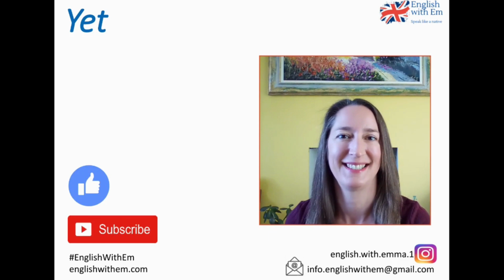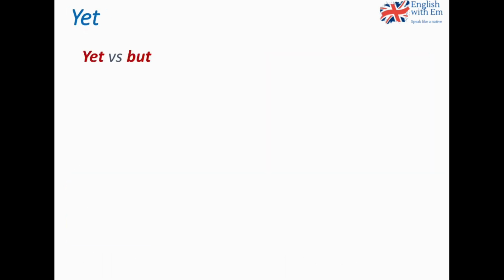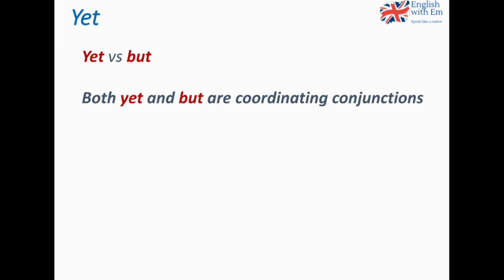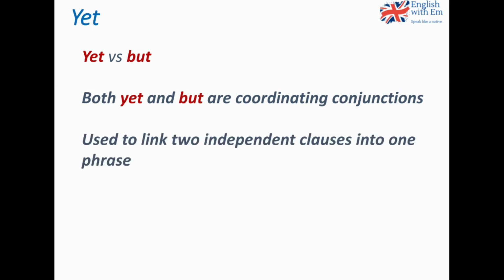Let's get started. To understand yet, we have to compare it with but. Both yet and but are coordinating conjunctions, and they're used to link two independent clauses into one phrase. So what's the difference then?